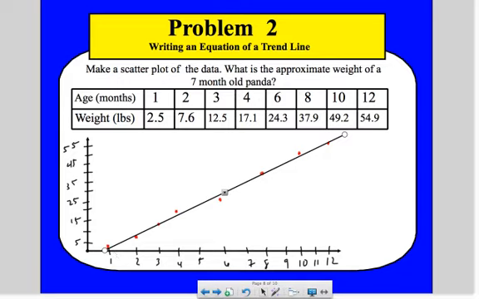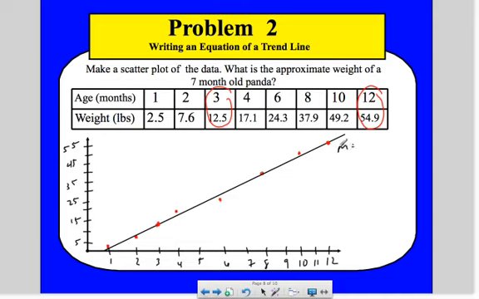So looking at this, it looks like about the best fit line for this data. And if you look, you'll see that, hey, there's a point right here that's crossing, and there's a point right here that's crossing. Okay, so that's the third point, which would be 3, 12.5, and then it looks like 12, 54.9. So basically what we have now is our information. We can find our slope.